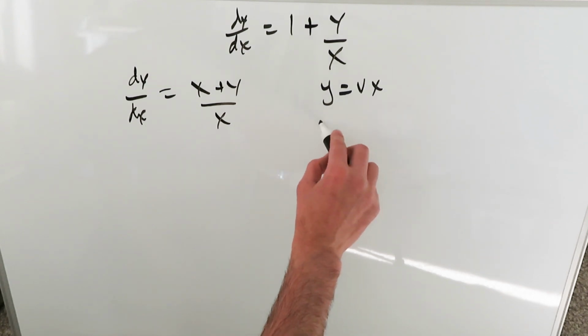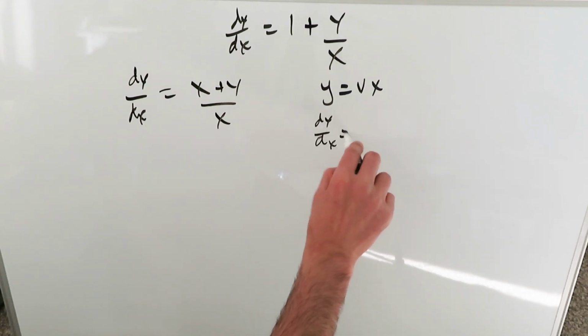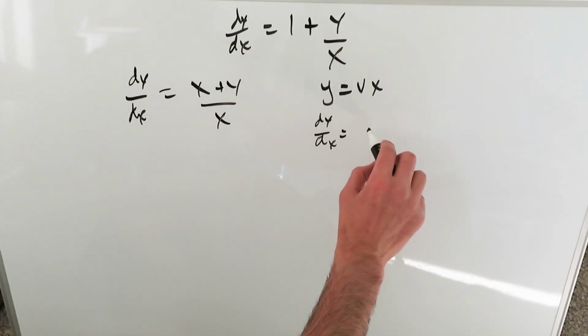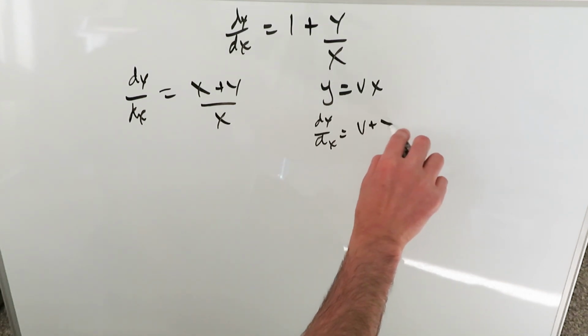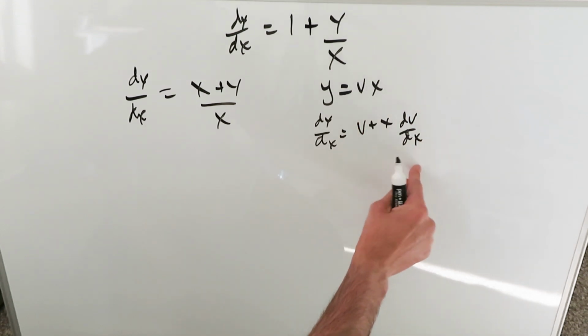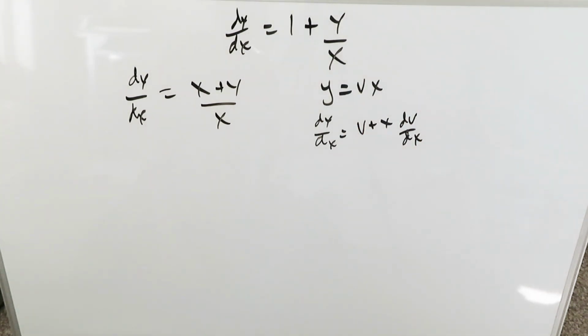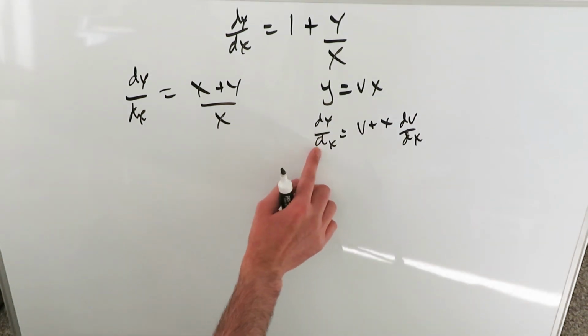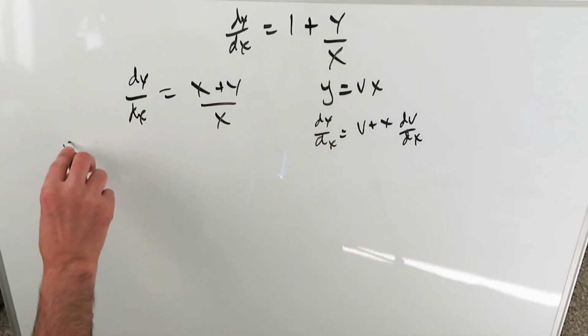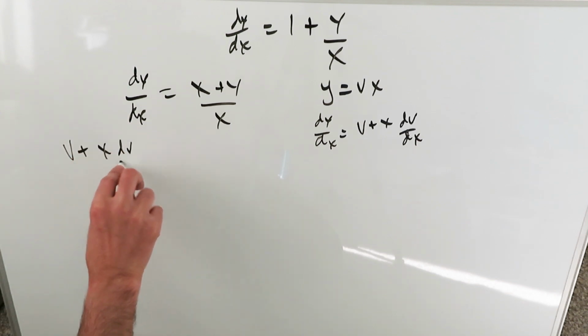If y is equal to vx, then the derivative, dy over dx, is equal to the derivative of this using the product rule. What will you have? You'll have v plus x dv over dx. Do implicit differentiation of this using the product rule. This is what you have. Now you have substitutions to make. The dy over dx is equal to all of that. I have dy over dx, I'll bring in all of that: v plus x dv over dx.